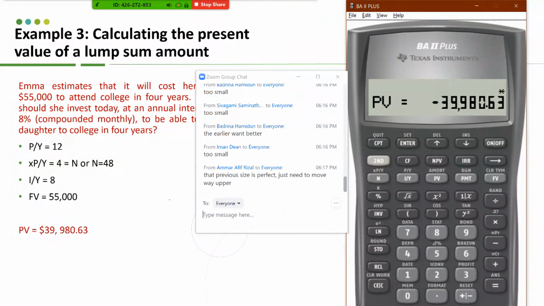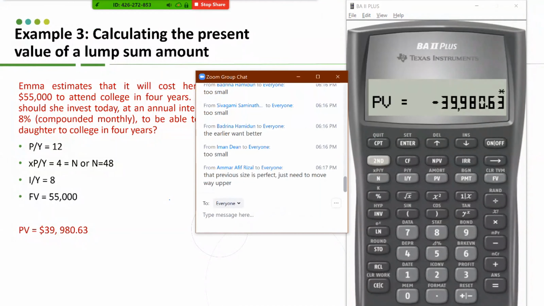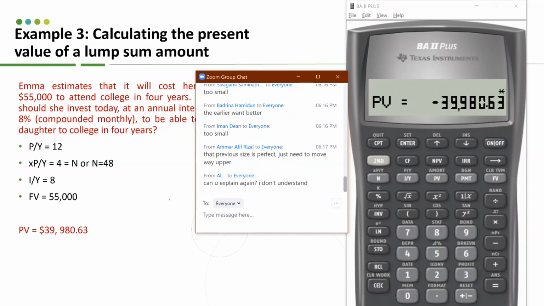Okay. I think maybe because of the screen size, some of you feel that this size is too big, and some say this size is too small. But I can't do anything because of the setting, because I only have two sizes. So maybe you can try to follow the steps.